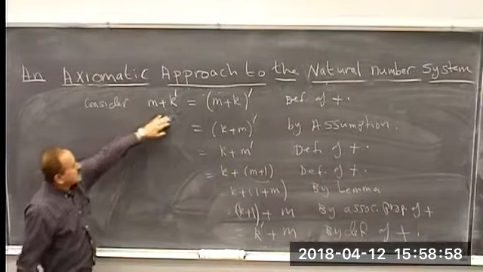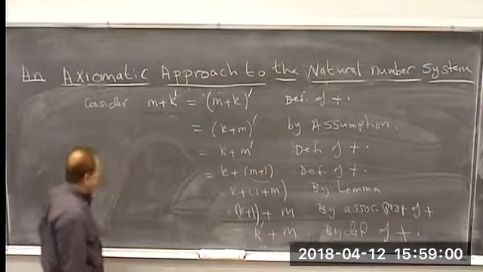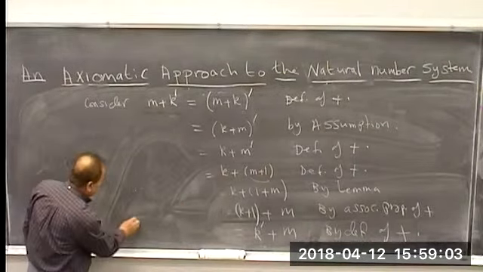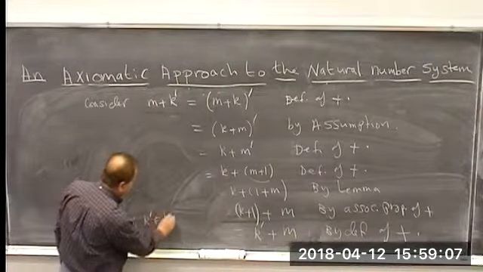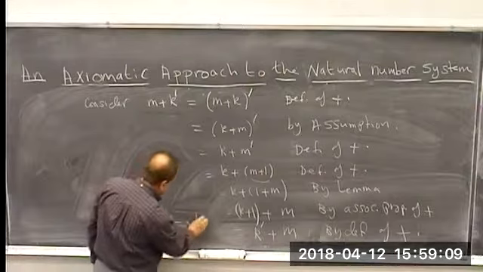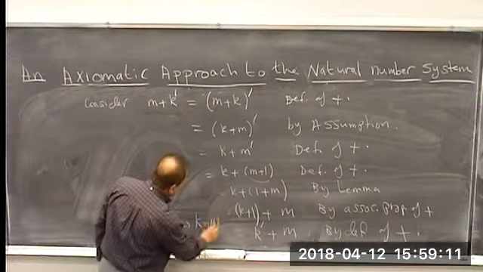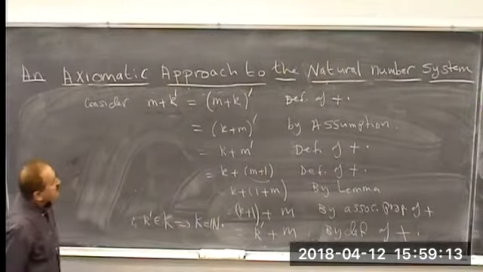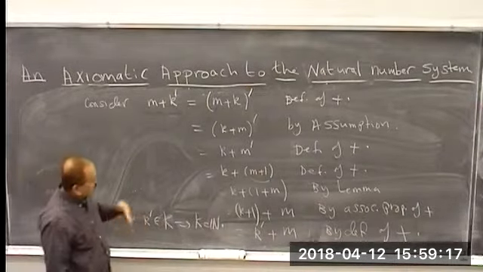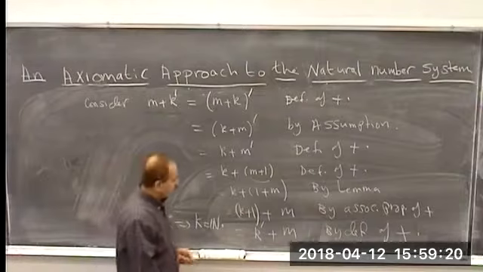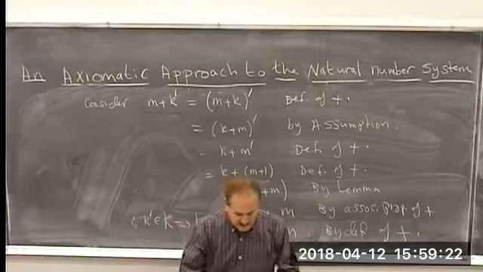So m plus k prime is equal to k prime plus m. And therefore, k prime, the prime means the successor, is in K. And it makes K equal to the natural numbers, and the elements in K are those integers that commute with every integer. Okay? So the commutative property actually does hold.